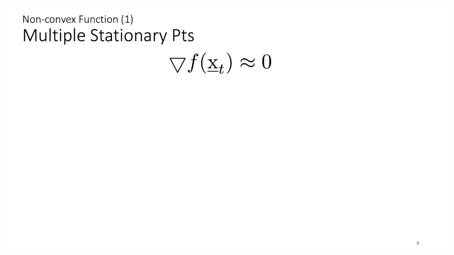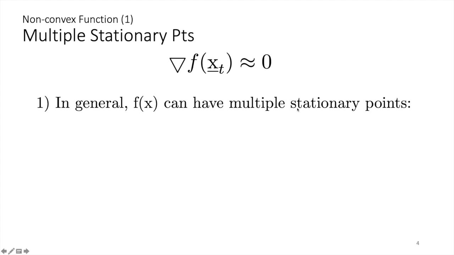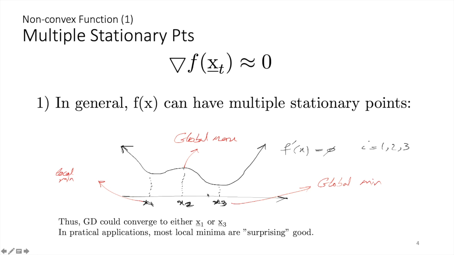We also talked about those three different situations that we deal with when handling non-convex functions. Although we have a gradient approximately 0, if we have multiple stationary points, in this case x1 and x3, we would need to apply other techniques in order to get rid of those. We also mentioned that in practice, most local minima are surprisingly good, for instance x1 and x3. So that was the first situation we talked about.